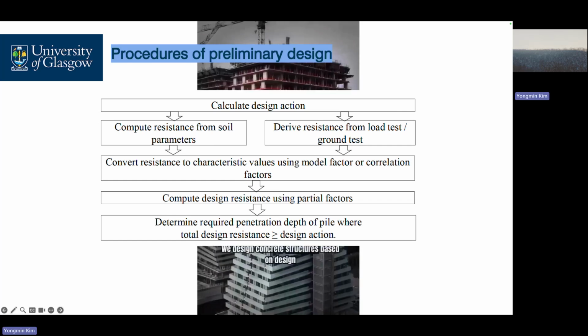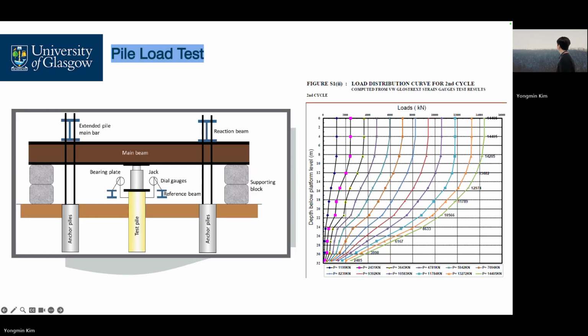We design concrete structures based on design philosophies. After your preliminary design, okay, pile diameter 1 meter, pile length 33 meters. How many piles? 4 buildings, probably 16 piles. Okay, I finished. Then you ask the subcontractor to do pile load tests.